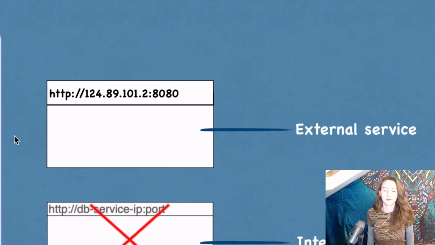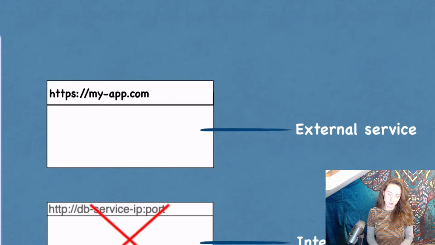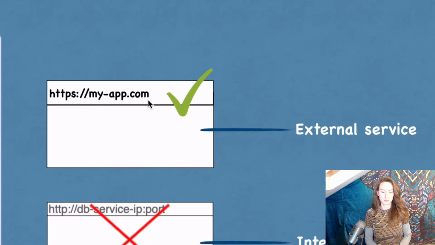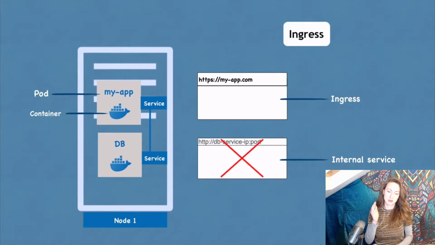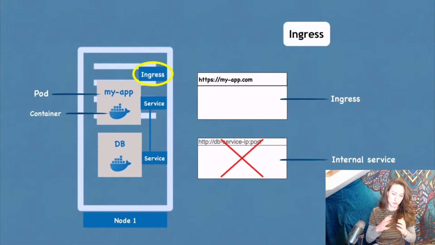So usually you would want your URL to look like this if you want to talk to your application with a secure protocol and a domain name. And for that, there is another component of Kubernetes called ingress. So instead of service, the request goes first to ingress and it does the forwarding then to the service.